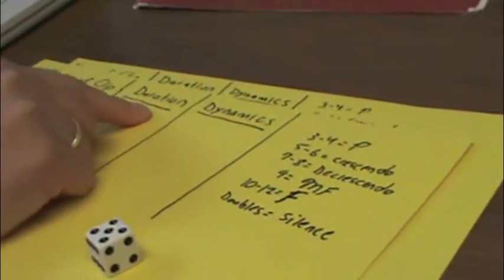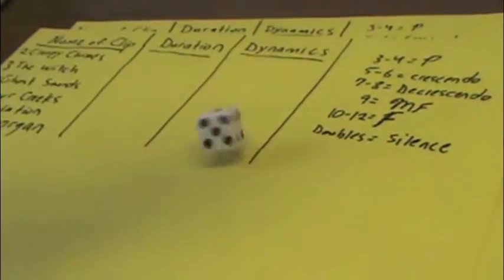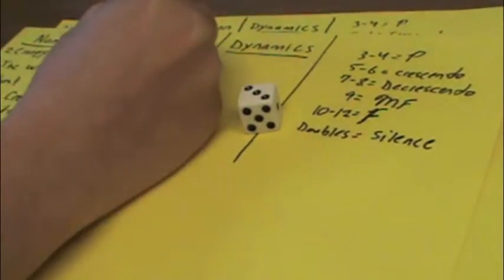So then, you're going to make another column for the duration. The duration is how long you want the piece to play. So, for the duration, it's going to be 3 seconds.